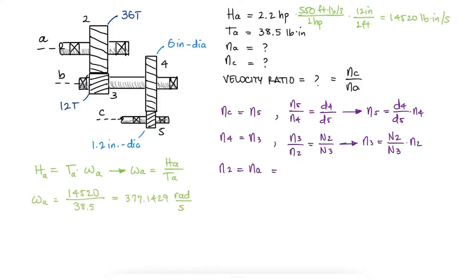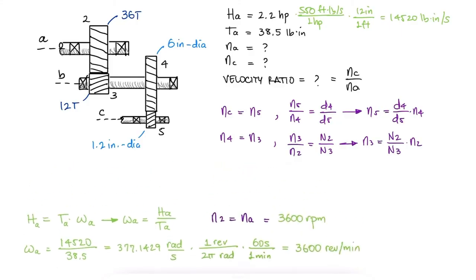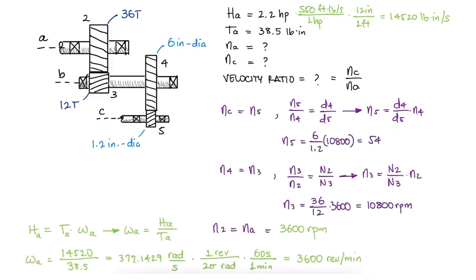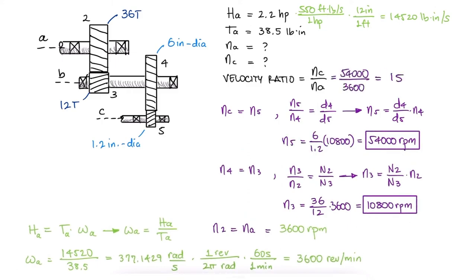For every 2 pi radians, there's 1 revolution and 60 seconds for every minute, and therefore the rotational speed of shaft A is 3600 revs per minute. This means that gear 3 is rotating at 10,800 revs per minute, and that gear 5, and therefore shaft C, is rotating at 54,000 revs per minute. Using these values, we find that the velocity ratio is 15. This velocity ratio tells us how many times faster the output rotational speed is with respect to the input rotational speed. For one more example on gear basics and relations, make sure to check out the link in the description below.